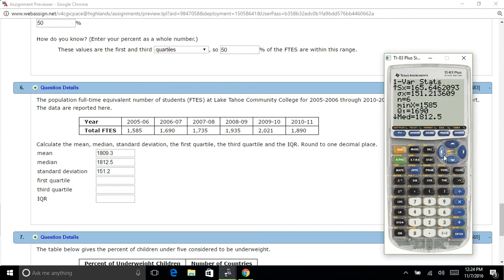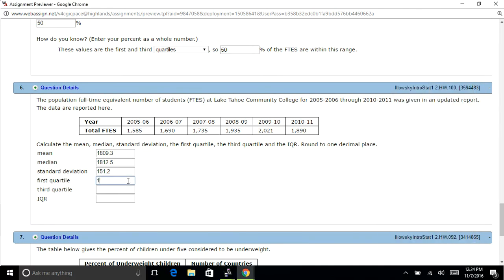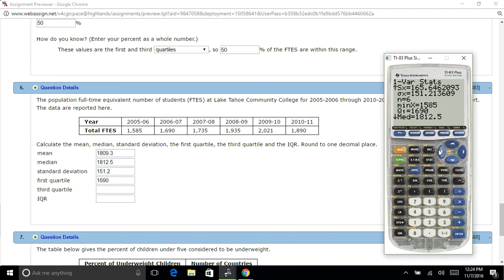What's my first quartile? Great thing about the calculator, it gives it to you. Here's first quartile, 1690. So I'm going to put 1690. My third quartile. So I'm going to keep going down. 1935.